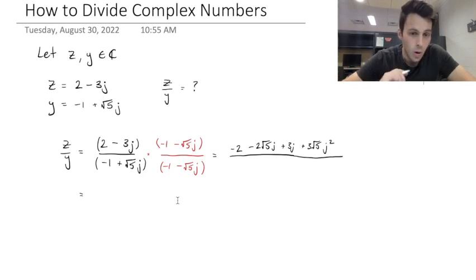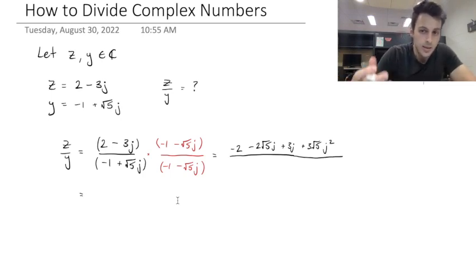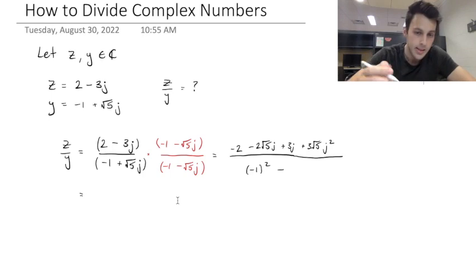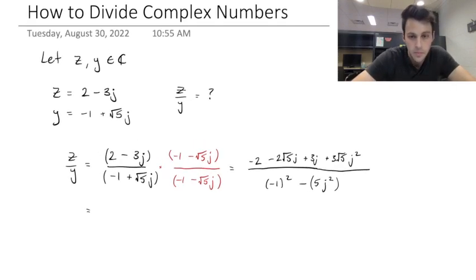And then recall, the denominator, we're just going to be making this the simplified form of the difference of squares. So that's the first term squared, which is -1 squared, minus b squared, which is, in this case, well, we have square root of 5, so this will be just 5. And then we have j, so that would be j squared, right? Hope that makes sense. Okay, great.